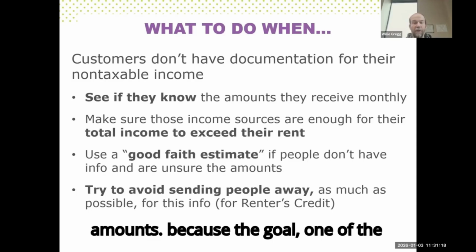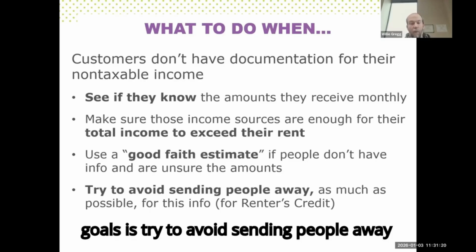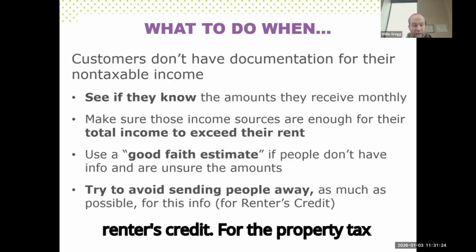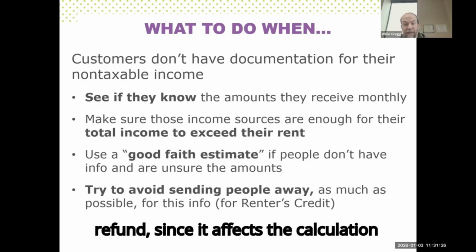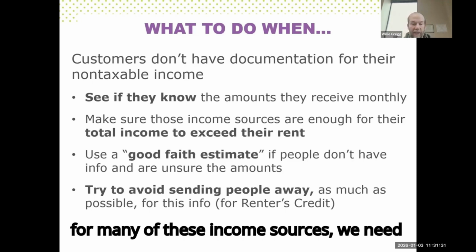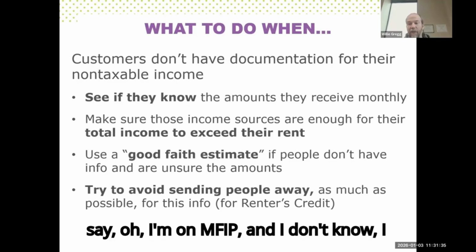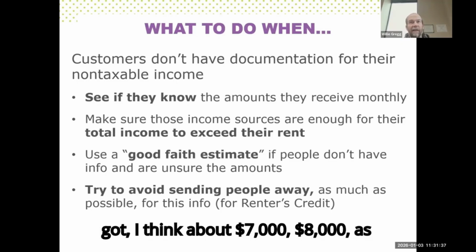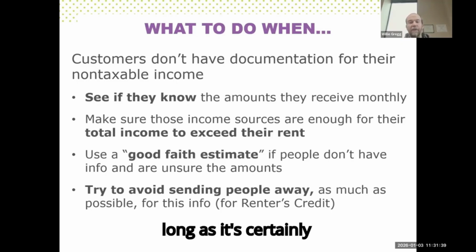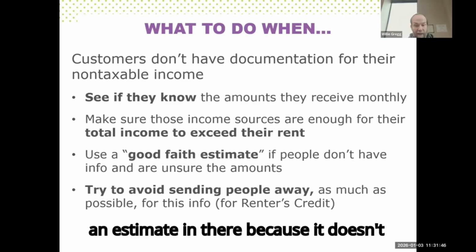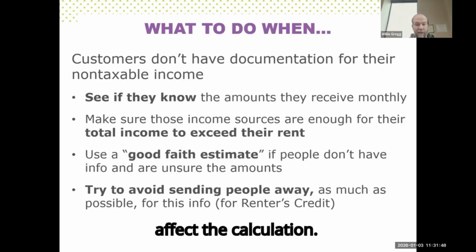Because one of the goals is to try to avoid sending people away as much as possible for this info for the renter's credit. For the property tax refund, since it affects the calculation for many of these income sources, we need the specific value. But for this, if they say, oh, I'm on MFIP, and I don't know, I think about $7,000, $8,000, as long as it is certainly exceeding their rent amount, we can put an estimate in there because it doesn't affect the calculation.